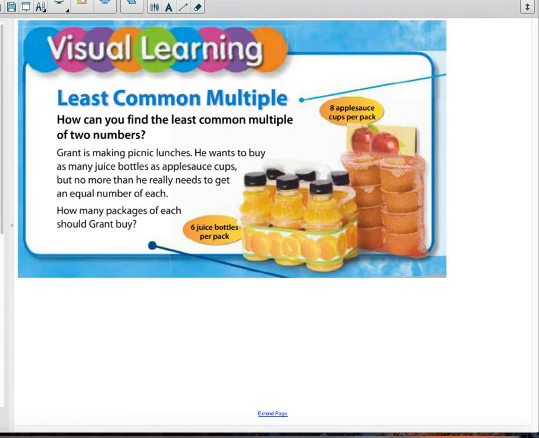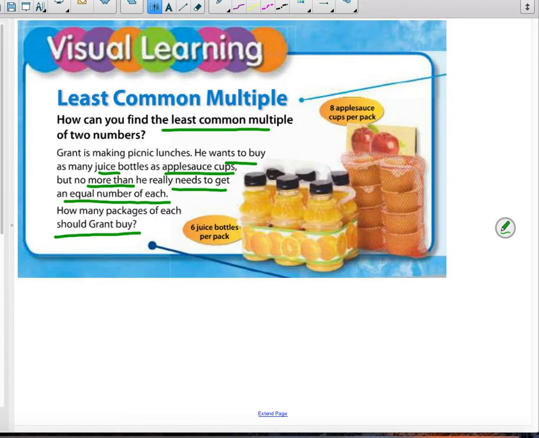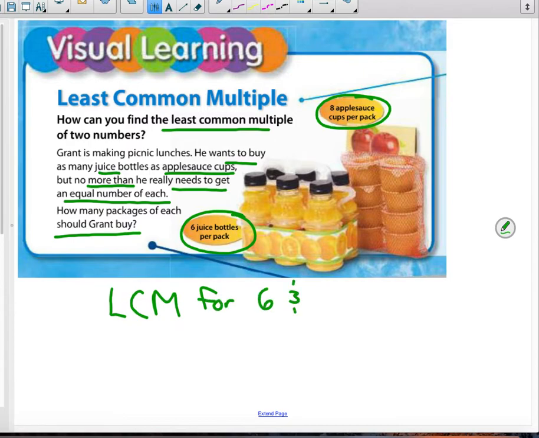Least common multiples. How can you find the least common multiple of 2 numbers? Grant is making picnic lunches. He wants to buy as many juice bottles as applesauce cups, but no more than he really needs to get an equal number of each. How many packages of each should Grant buy? Juice bottles are 6 per pack, and applesauce cups are 8 per pack. So we want to find the LCM for 6 and 8.